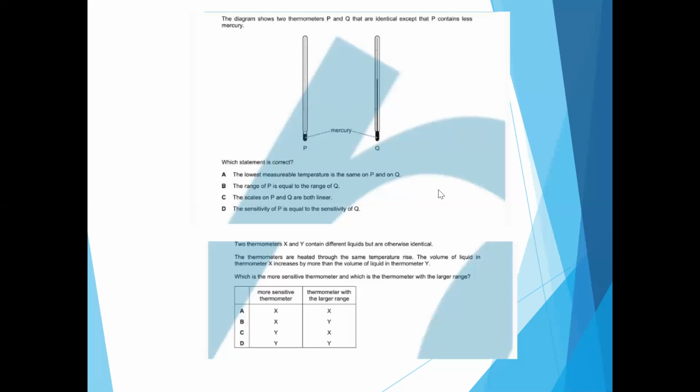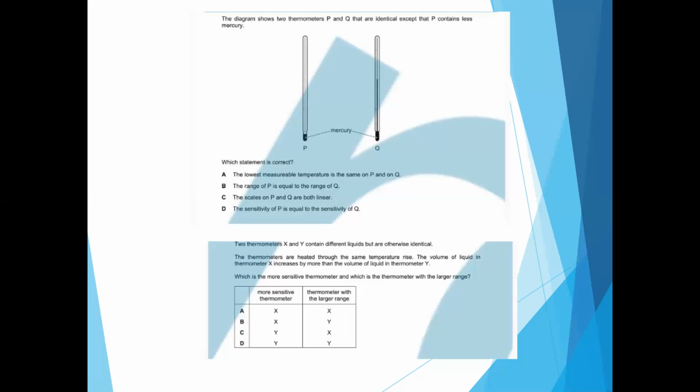The second part says that the range of P is equal to the range of Q. That is also not true. Since the first part is incorrect, the lowest measurable temperatures are different, so automatically the ranges are also different. The scales on P and Q are both linear. That is correct. The amount of mercury used does not change the fact that the thermometric substance will vary linearly and continuously. Mercury will always vary linearly and continuously, so the scales will always be linear.